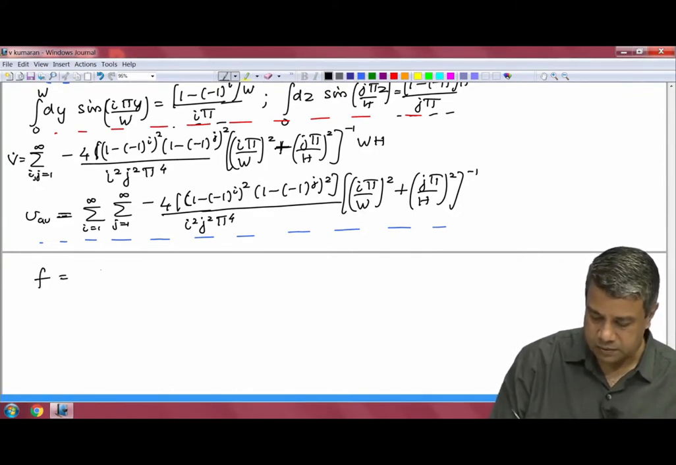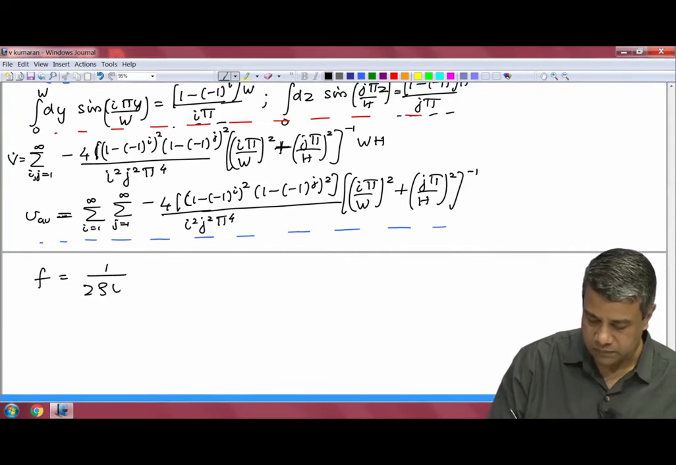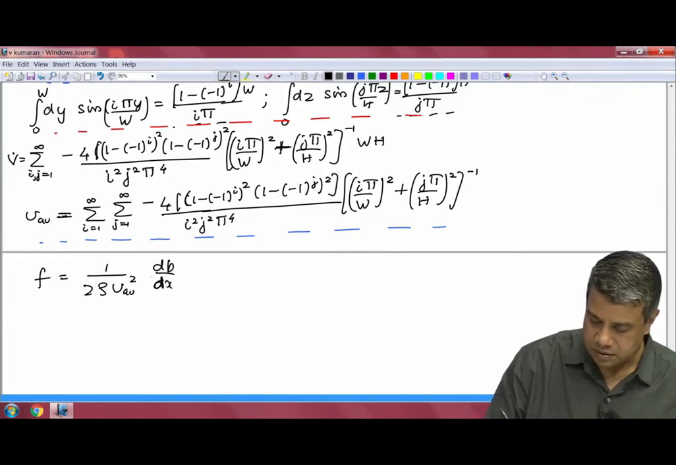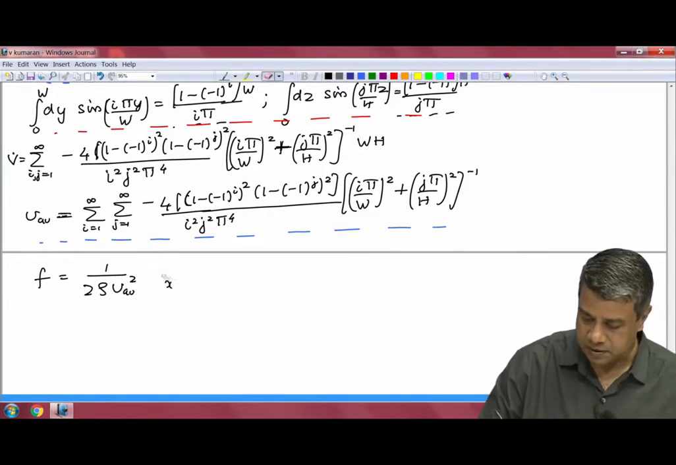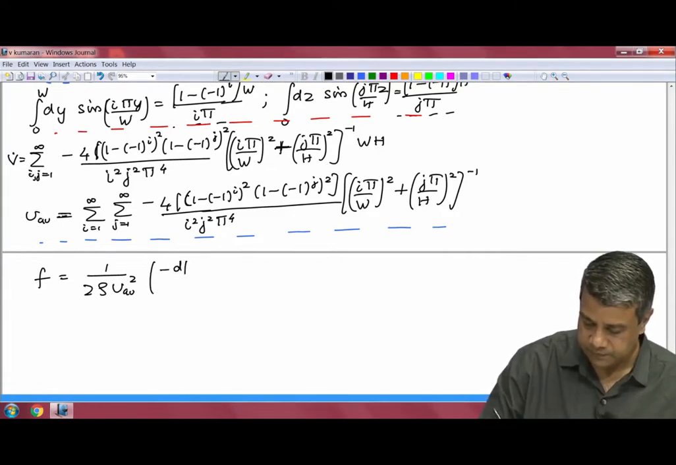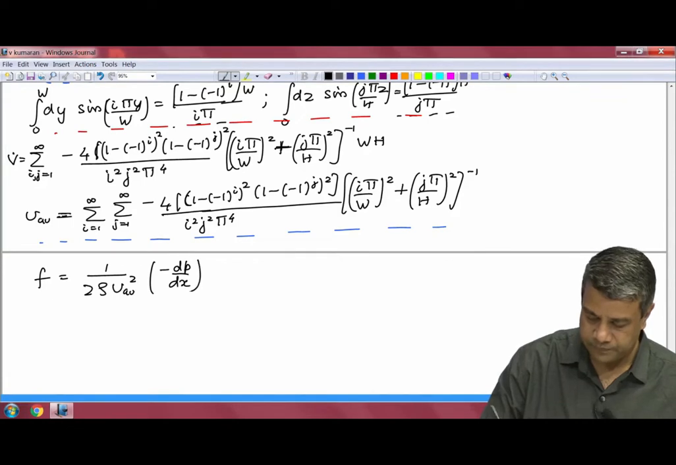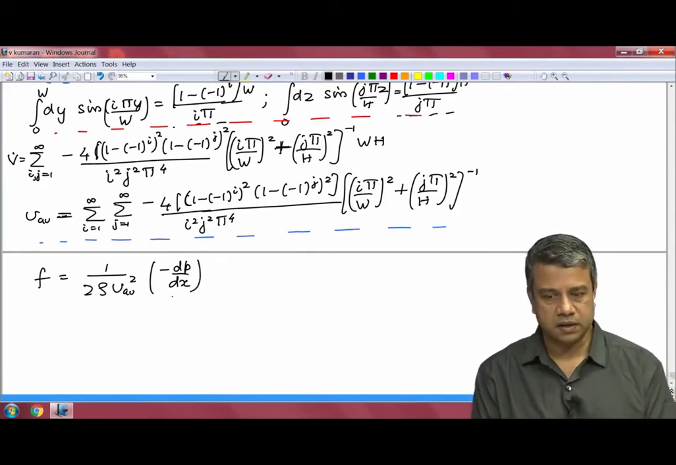f is equal to 1 by 2 rho V average square times minus dP by dx. The negative sign, because dP by dx has to be negative if the velocity has to be positive.